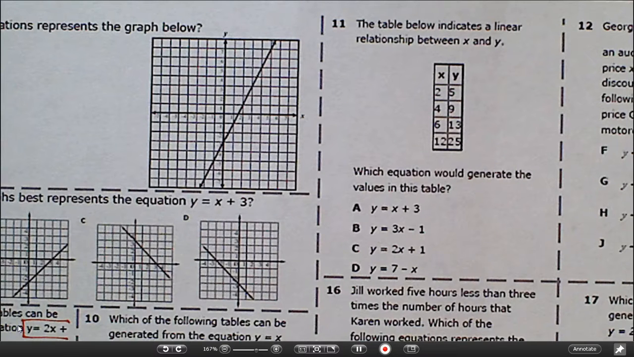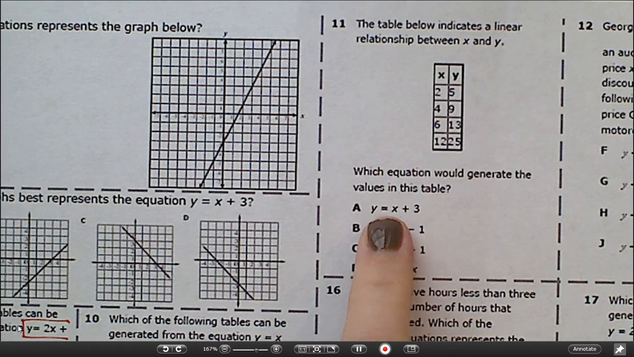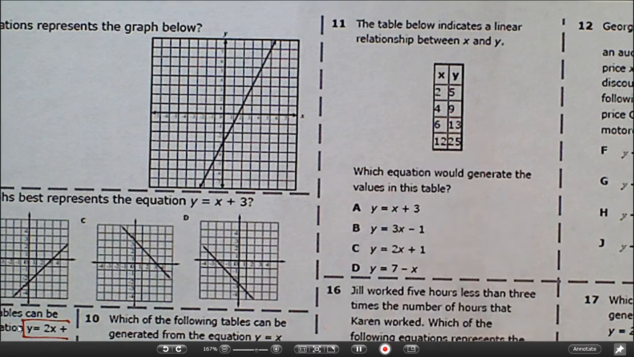So you got your stamps for 3, 10, and 17. Number 11 is very similar to this, except you're only given one table and you have to see which equation fits it. So what you need to do is test each one of these equations to see if they match the table. So I'm going to do A with you.